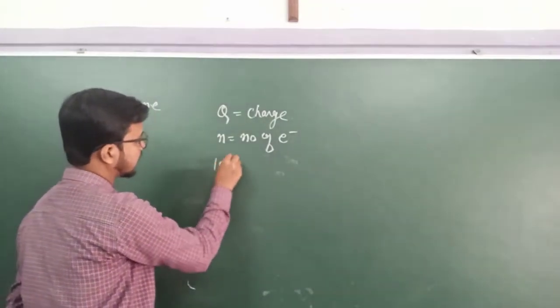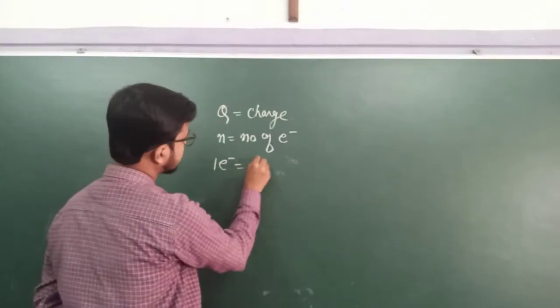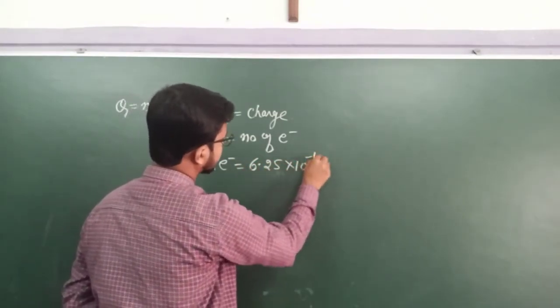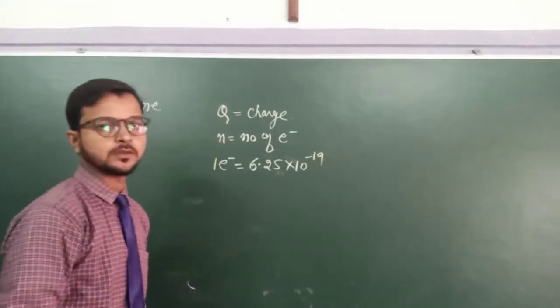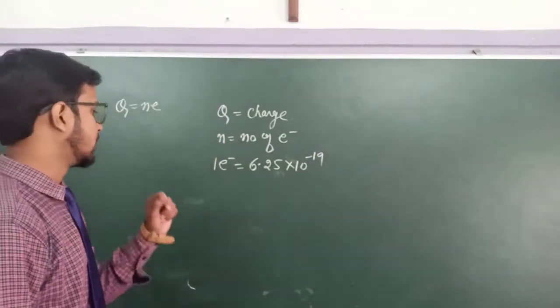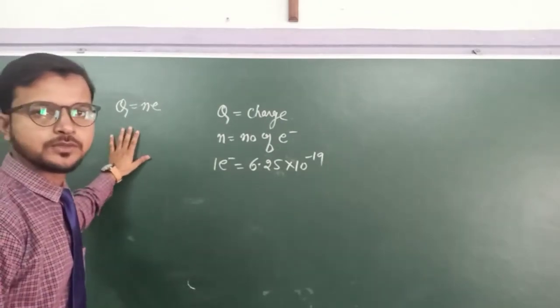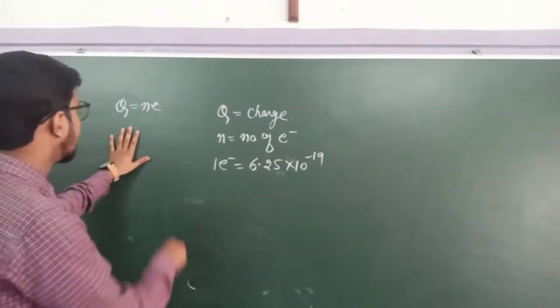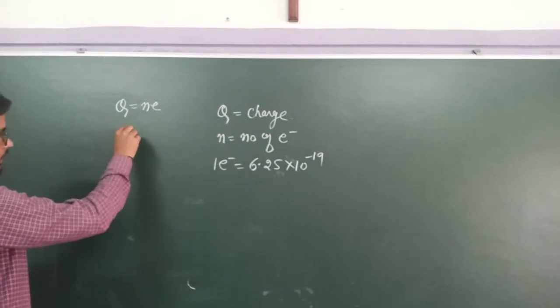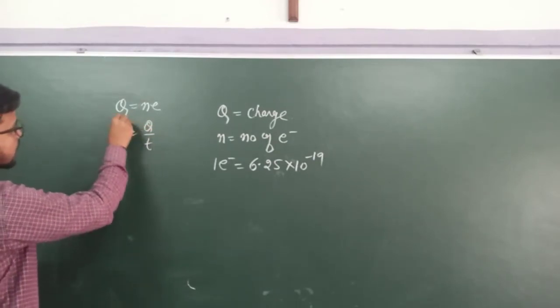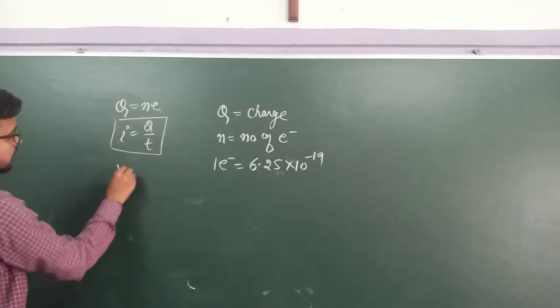You know that 1 electron charge corresponds to 6.25 multiplied by 10 to the power 19. This is the value. Now this is the formula for calculating the total charge, that means Q is equal to NE. And how to calculate the current? I is equal to Q upon T. This is the formula. Now V is equal to W upon Q. This is the formula.